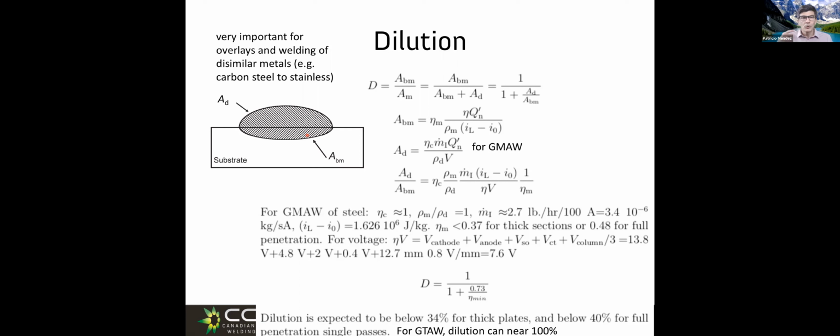So dilution is extremely important for overlays, stainless steels and other types of dissimilar metal joining, in which you want to know what your mixture is going to be. And these formulas that we have here are accounting for how much we dissolve of the base plate.